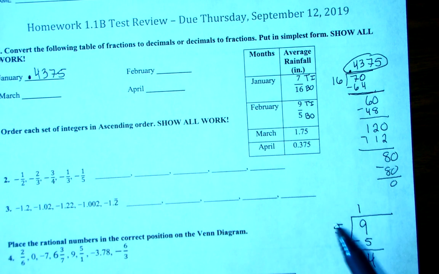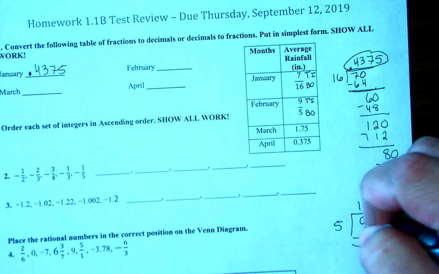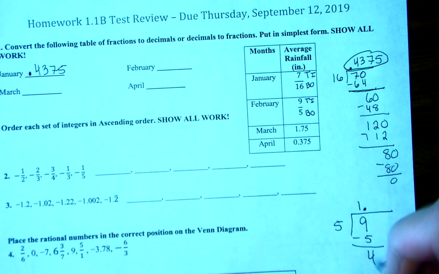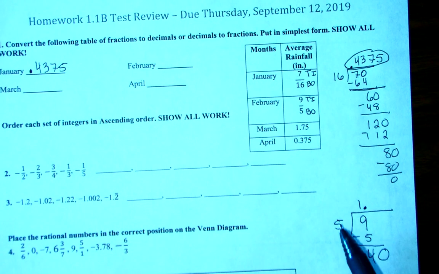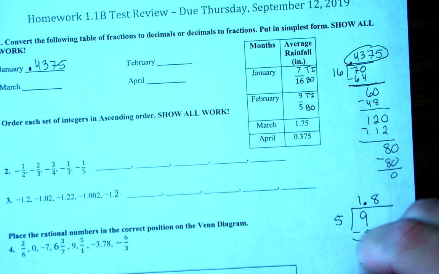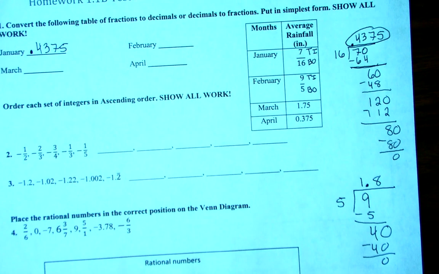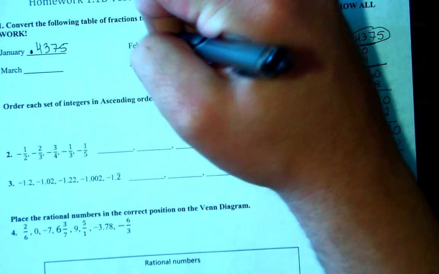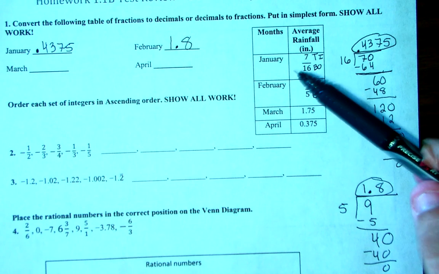Can 5 go into 4? No, it cannot. So put your decimal up here and add your 0 behind the 4. Can 5 go into 40? Yes, it can, 8 times. Notice there's no remainder. That's your answer. You are done. Okay, so we just did 2 problems converting fractions to decimals.